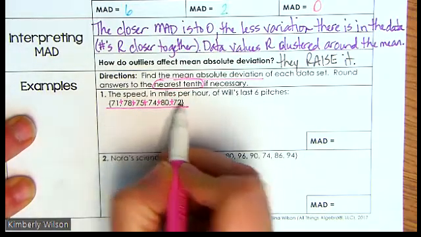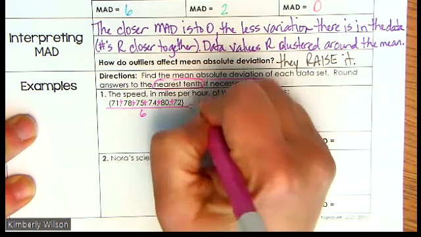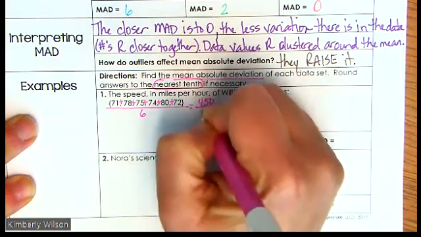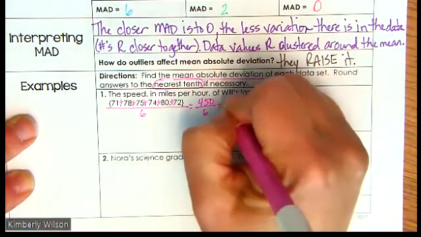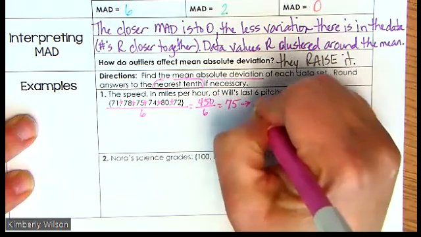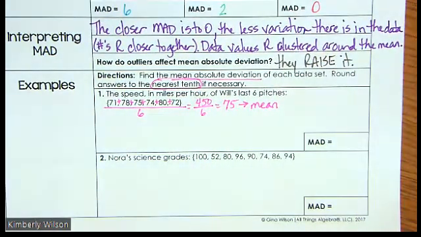1, 2, 3, 4, 5, 6. So I'm dividing by 6. So in the calculator, I have to do 71 plus 78 plus 75 plus 74 plus 80 plus 72. Enter. So that gives me 450 divided by 6, which gives me 75. So 75 is the mean. So now I've got to find the MAD.